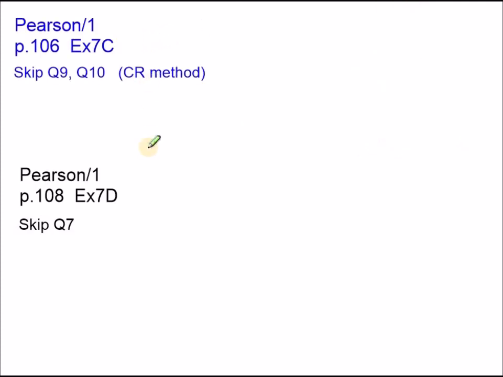For practice, try these questions. I haven't covered the critical regions method yet, so you need to skip a few of the questions.